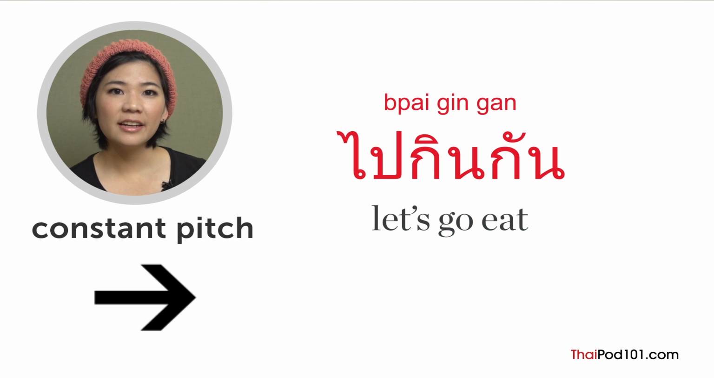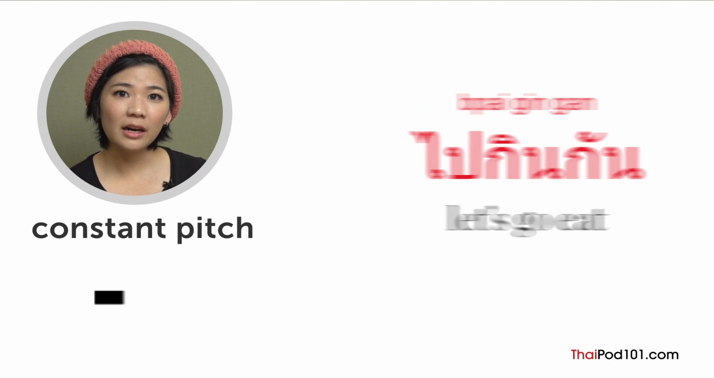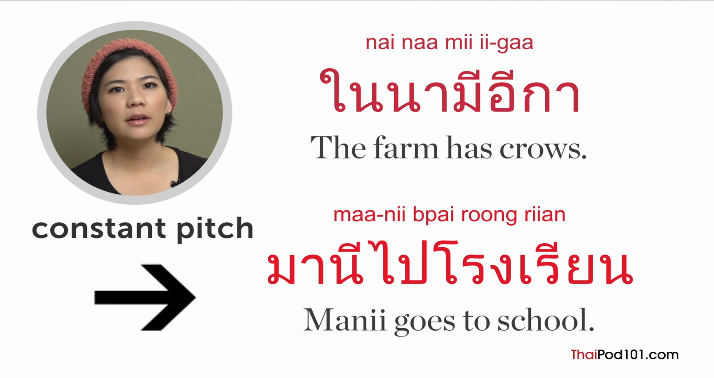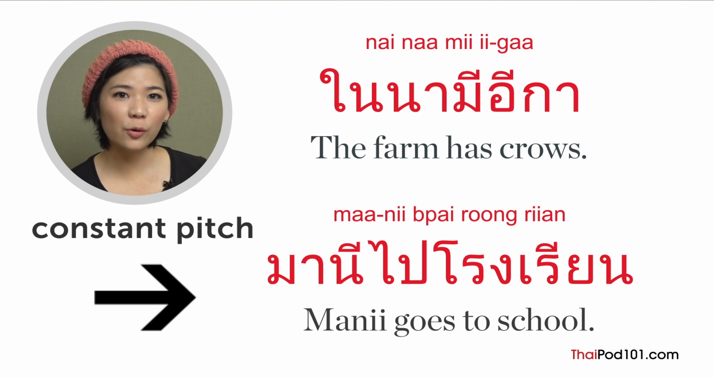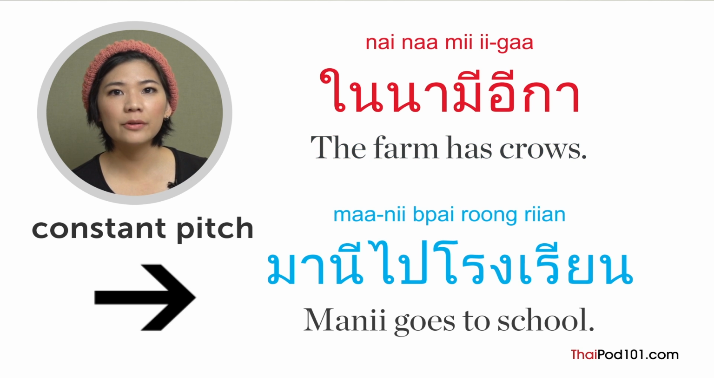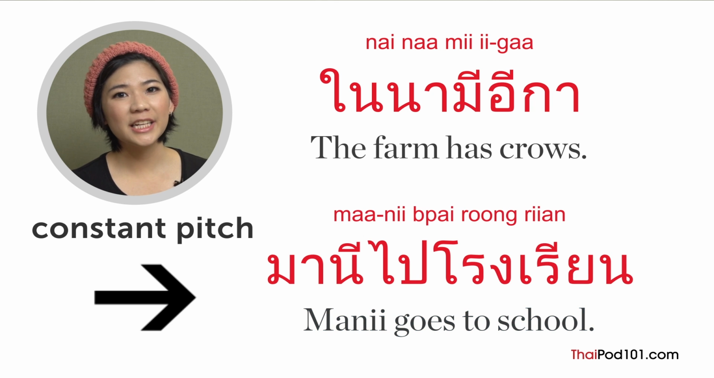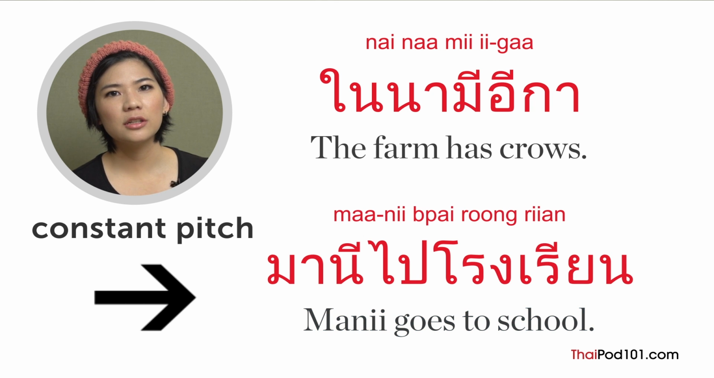You can see that in this sentence, all of the words are in middle tone. There are no tone remarks on any of these words. When you say the phrase, there's no stress on any pitch. Here are some other examples. ในนามีอีกา, the farm has crows. มานีไปโรงเรียน, Mani goes to school. All of these are in constant pitch.